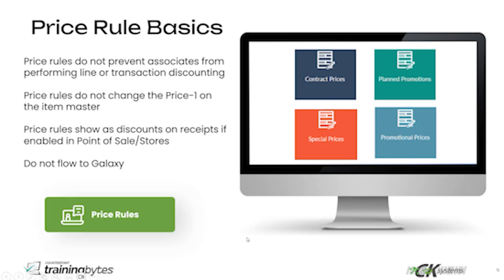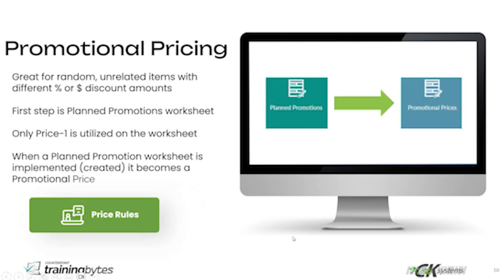First, I'm going to talk about promotional prices. These are great for random, unrelated items that may have different discount percentages or discount amounts. Again, like that end of season, or let's say you have 50 book titles, but only 2 of them are on sale. One is 50% off and one is $9.99. So that's what's nice about promotional pricing. Random items, random discounts.